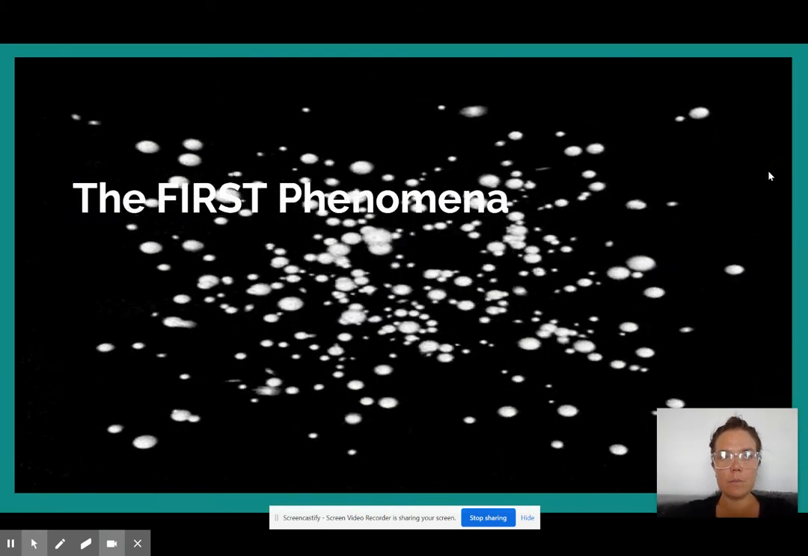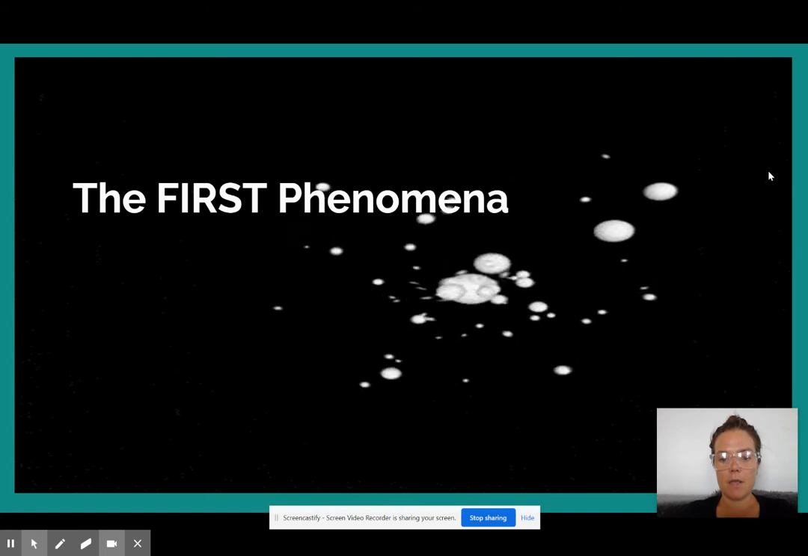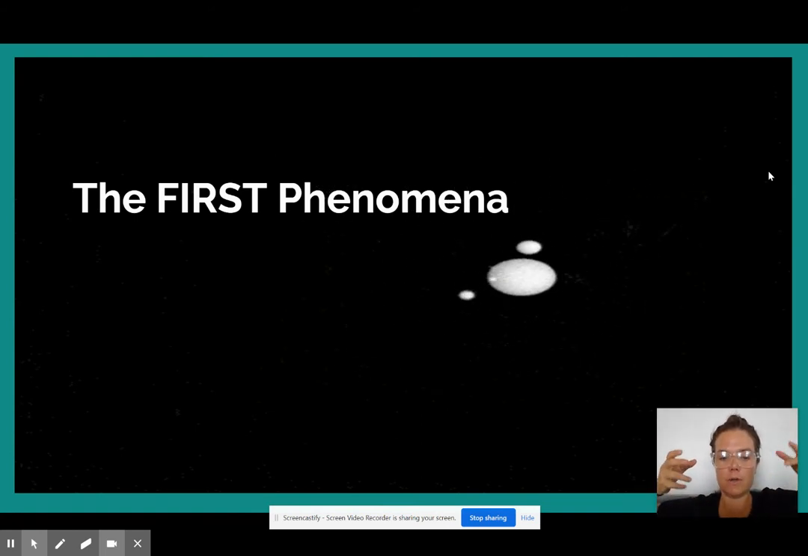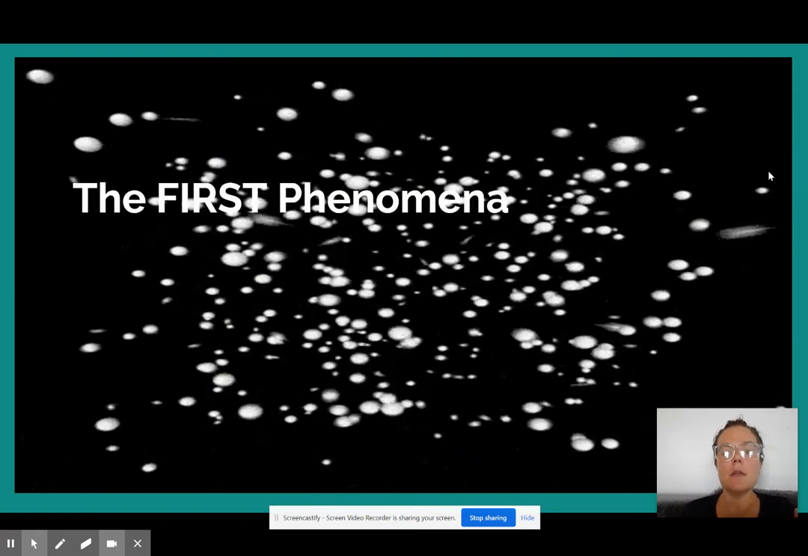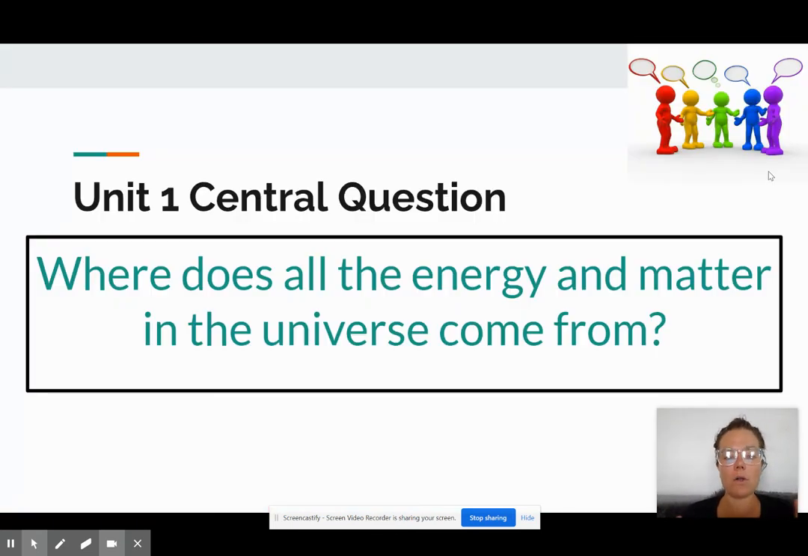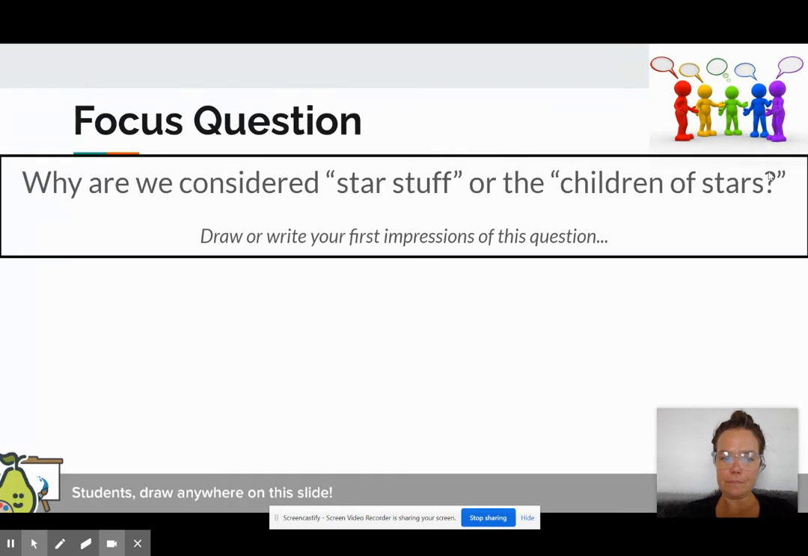So we're going to be breaking down and thinking about our first phenomena, with our scientific brain working. Our first phenomena is all going to relate to this central question that guides this first unit: where does all the energy and matter in the universe come from? Our focus question today is, why are we considered star stuff, or the children of stars? Maybe you've heard that statement before, or maybe this is the very first time. What is your first impression of this question?